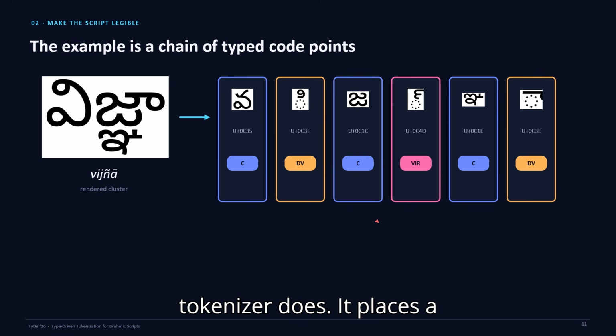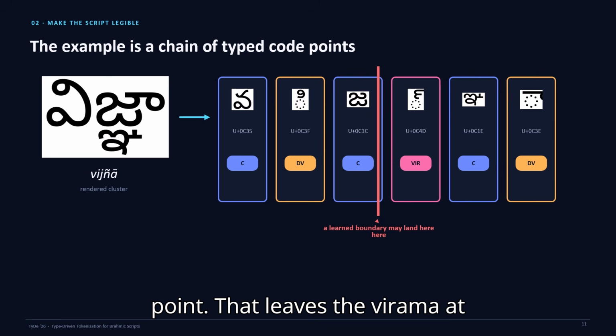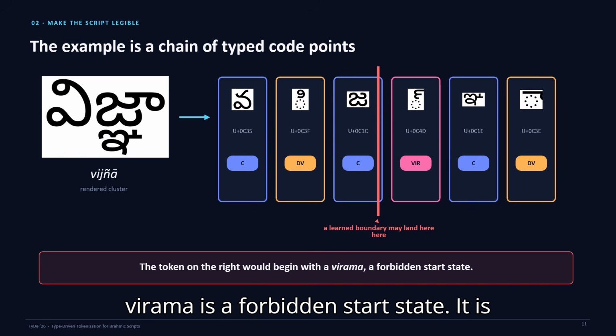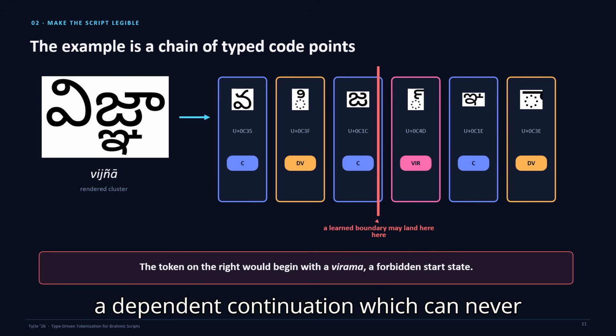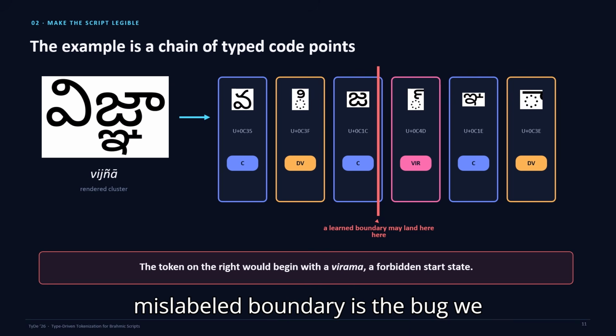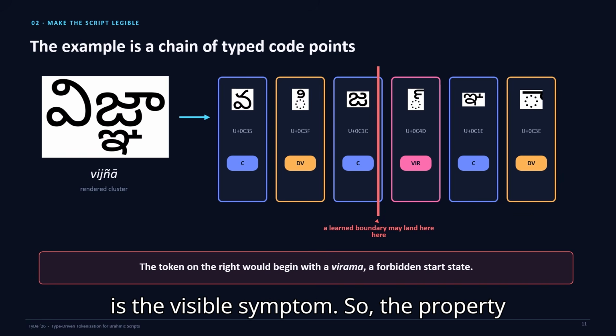Now watch what a naive tokenizer does. It places a split right here after the third code point. That leaves the virama at the start of the right hand token. And a virama is a forbidden start state. It is a dependent continuation which can never be a valid beginning. That single mislabeled boundary is the bug we address. The dotted circle from slide 1 is the visible symptom.